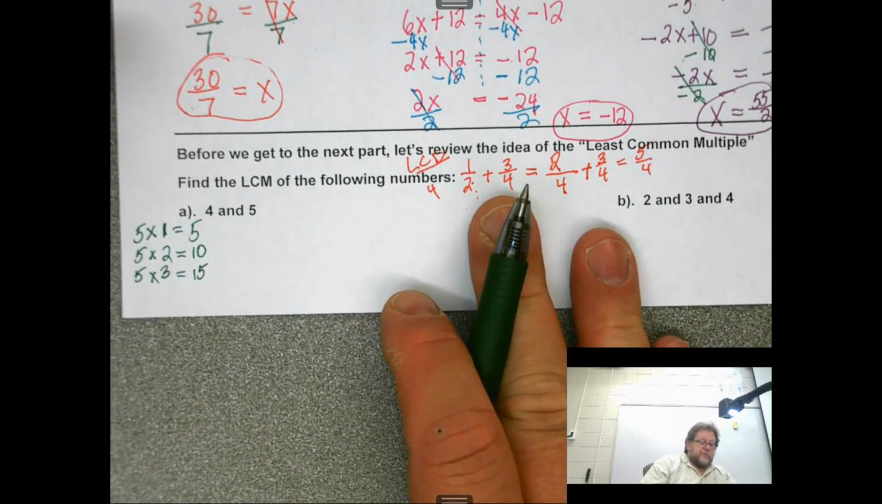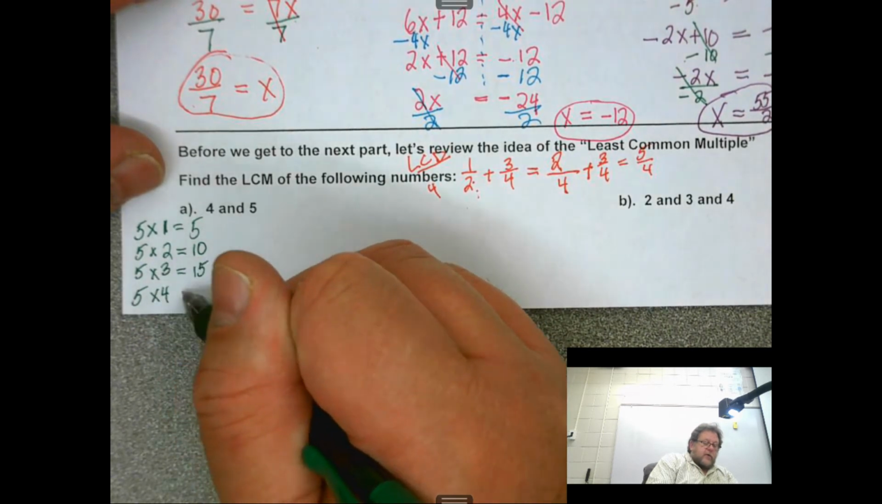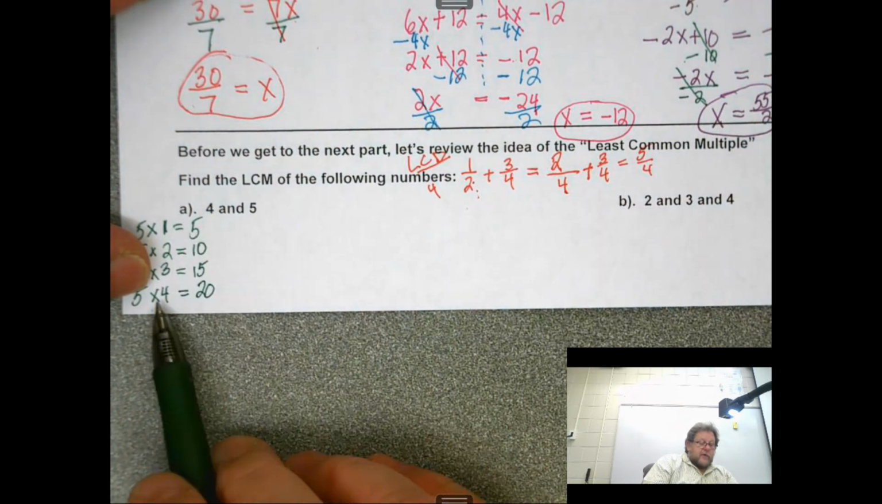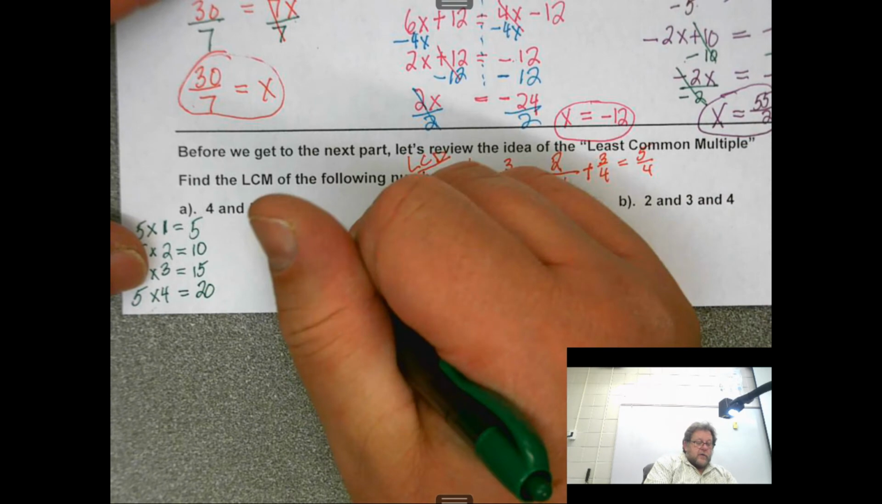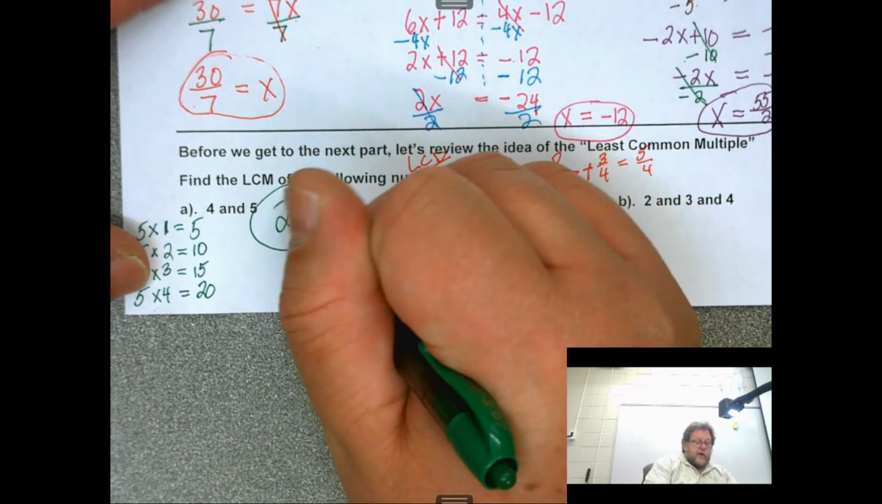And again, you can always get a common multiple by multiplying all the numbers together, but it's not going to be the lowest. In Algebra 2, you're going to want the lowest common multiple. Otherwise, when we get to rational expressions, it's going to be a nightmare.